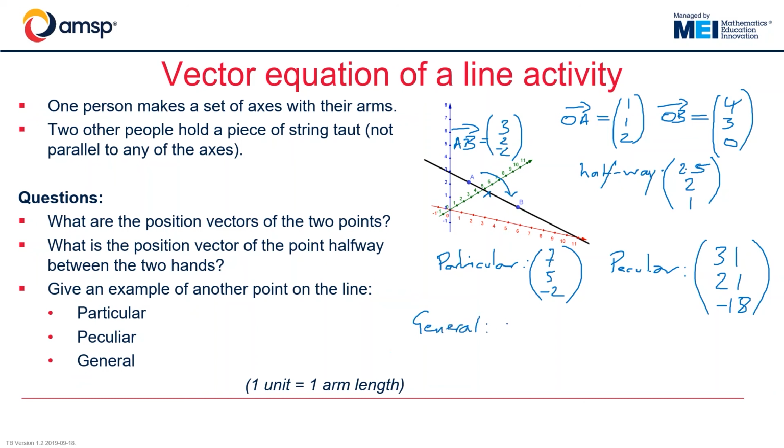I can even use my parameter lambda as we do in standard. So my general point on the line is going to be 1, 1, 2 plus some amount. Students might not use lambda when they first do it. It's fairly easy to change whatever their parameter is, plus lambda amounts of AB, which is 3, 2, -2.